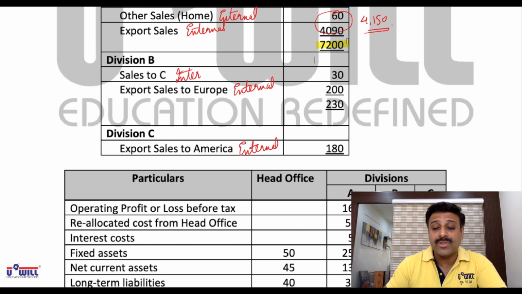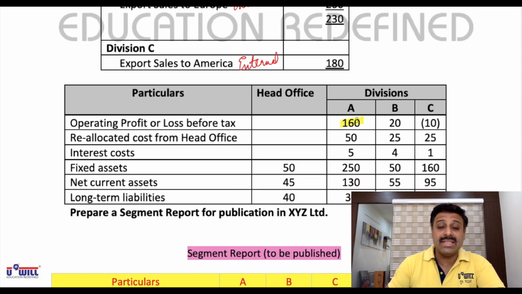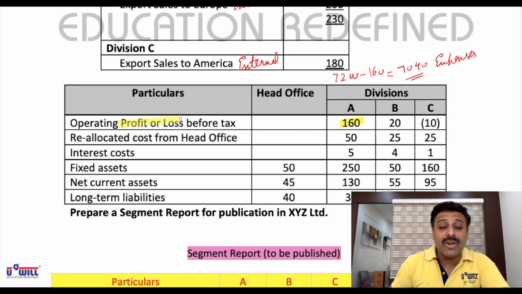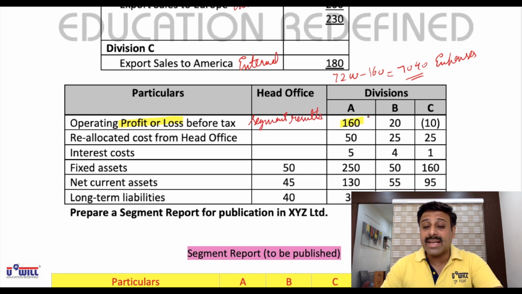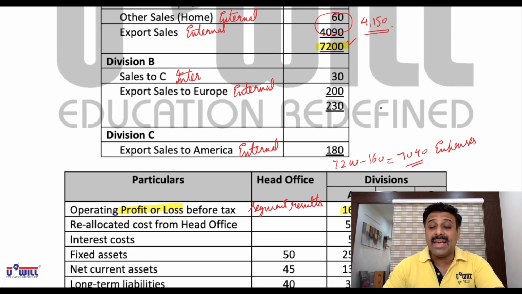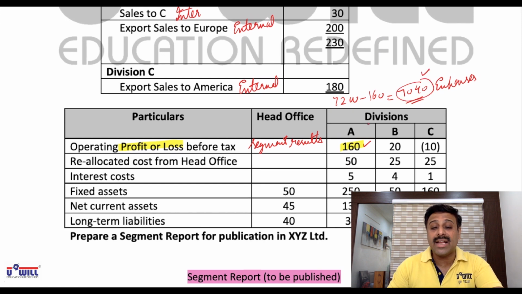7,200 is the revenue of segment A. 160 is the operating profit of segment A. So you can say 7,200 minus 160, 7,040 are the expenses of segment A. I hope everyone is able to understand. Because what you are given is directly the operating profit or loss of each segment, which means segment results are directly given to you. So if segment A is earning a profit of 160 and has revenue of 7,200, the expenses at the segment level would be the remaining 7,040.